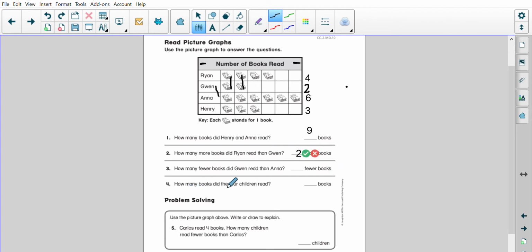How many fewer books did Gwen read than Anna? So let's take a look at Gwen and Anna. Anna read quite a few books. She read 6 books. So how many fewer books did Gwen read than Anna? Well, let's take a look. We have equal to, equal to. This is 1 fewer, 2 fewer, 3 fewer, 4 fewer books. Or we could have simply said 6 minus 2, which will give us 4.